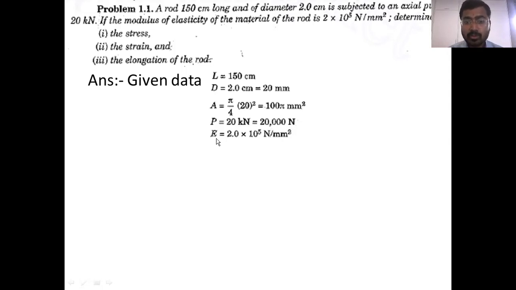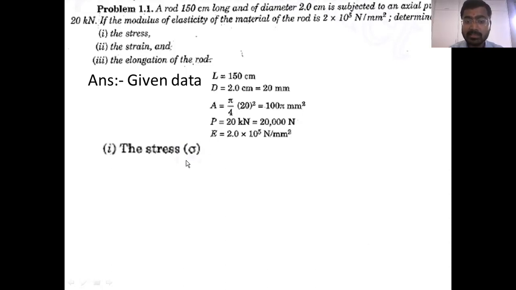Then the Young's modulus or modulus of elasticity was given as 2 into 10 to the power 5 Newton per mm square. Now let us go with our first one. We have to find out the stress. Now what is the definition of stress? Stress is equal to load upon its area, and it is represented as sigma.